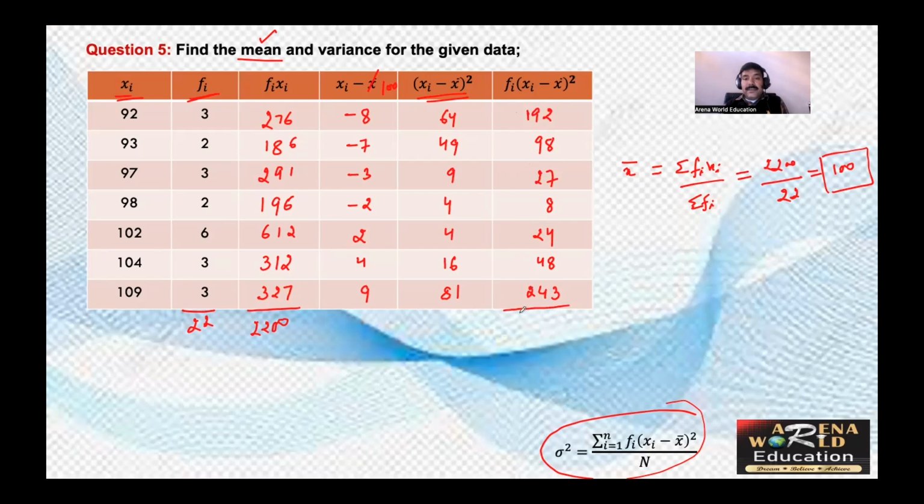Now, what is the sum of all these values? This will be 640. Now, what is the final result? Yes, variance will be equal to 640 divided by n. N is what? N is summation fi. That is equal to 22. This will be equal to 29.09. So 29.09 is the required variance for the given data. I hope everybody is clear.